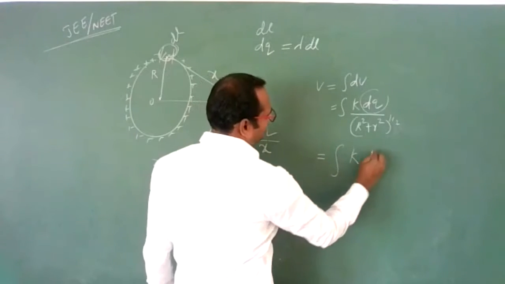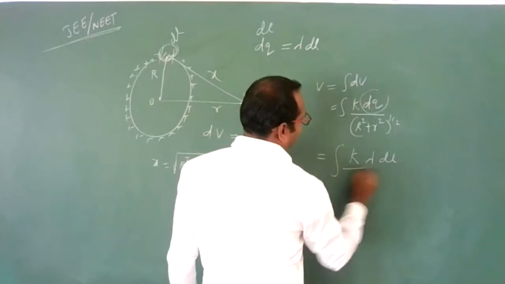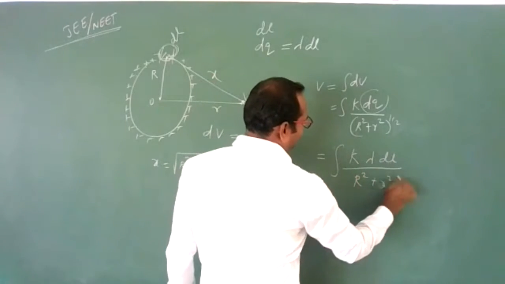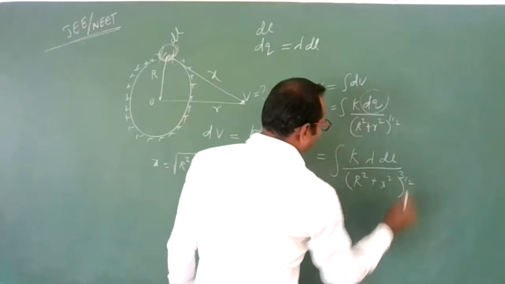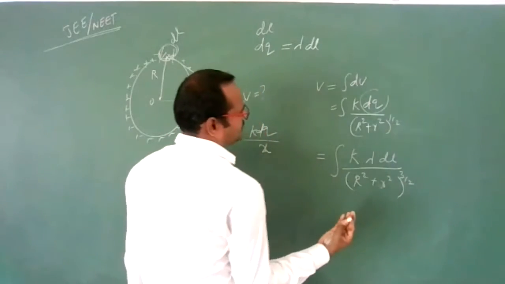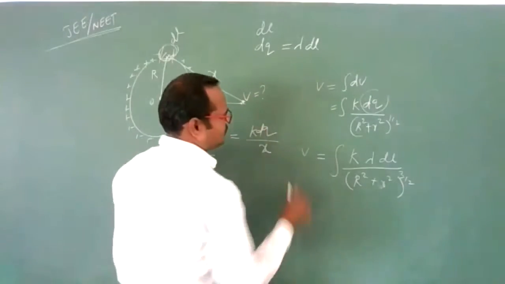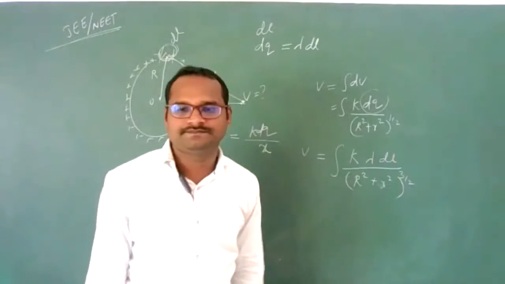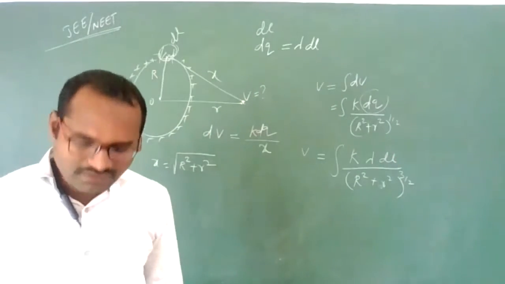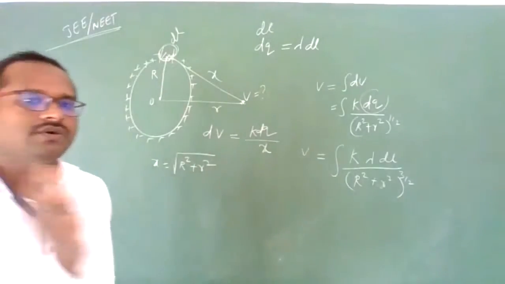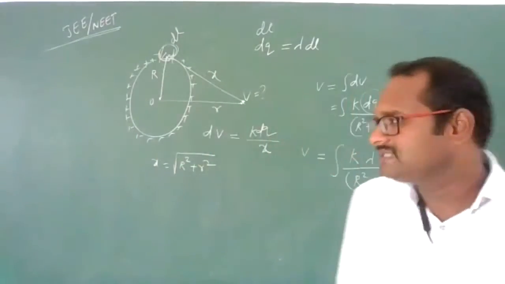Integration of k into lambda into dl divided by (R square plus small r square) whole power 3 by 2. Okay. This one. Now we have to integrate over the total length dl. Clear, students? Yes.